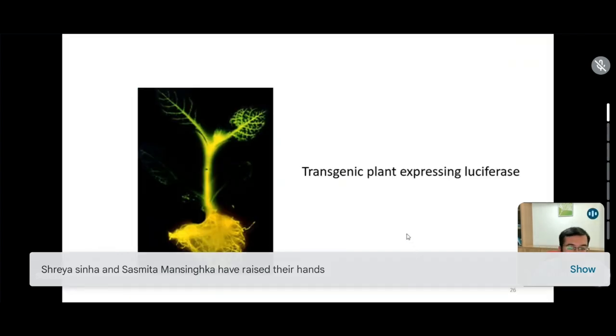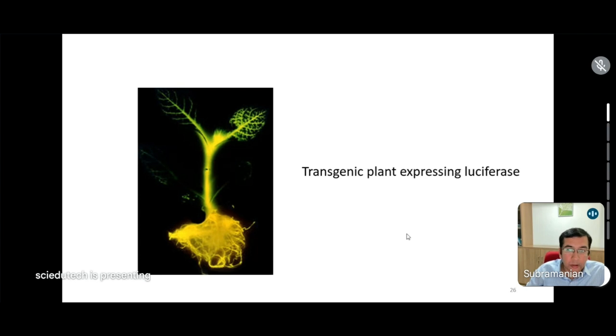So now you have cloned the gene of interest in a vector, right? Then how do you actually introduce it into the plant? That's the next question. That is, how do you make a transgenic plant? Shown here is a transgenic plant expressing the enzyme luciferase. Luciferase is an enzyme that lets a firefly glow. All of you must have seen fireflies, and the reason why a firefly glows in the dark is this enzyme luciferase. Luciferase has been introduced in this case in a transgenic plant, and that's why it's glowing in the dark.